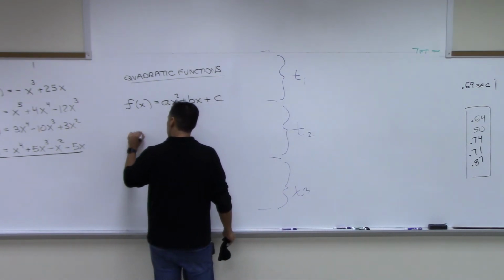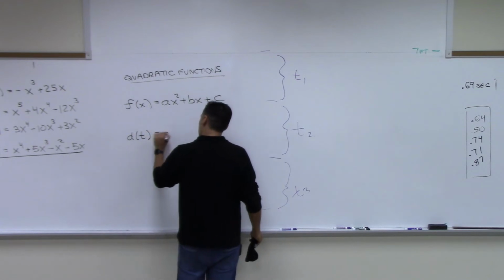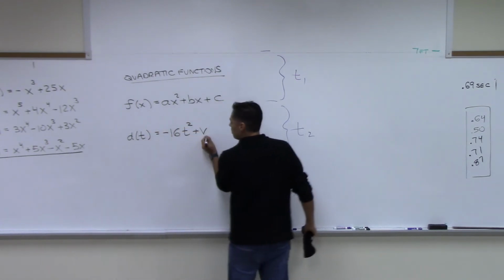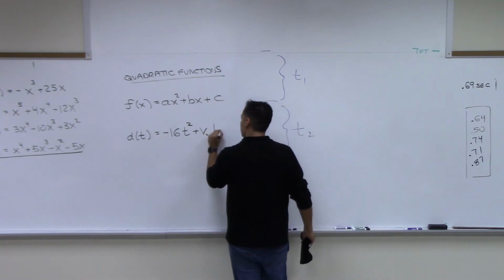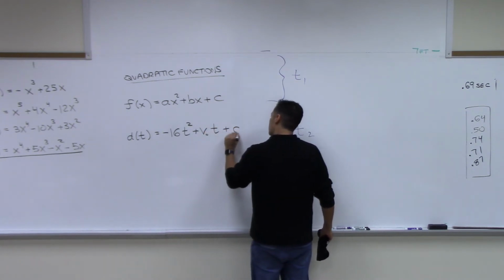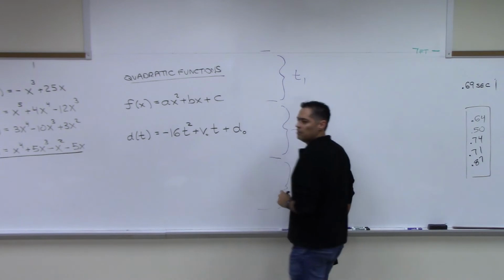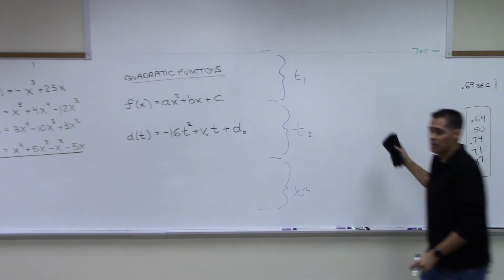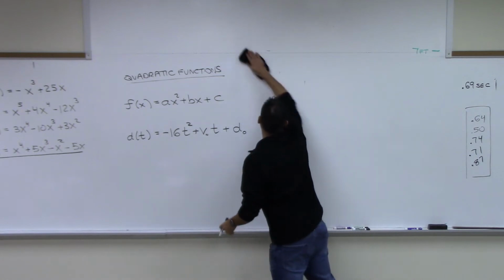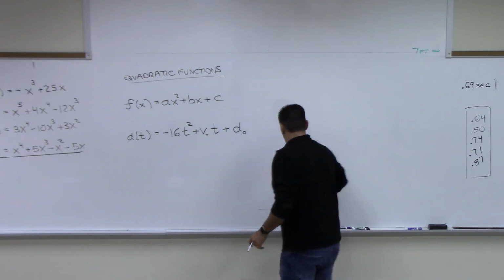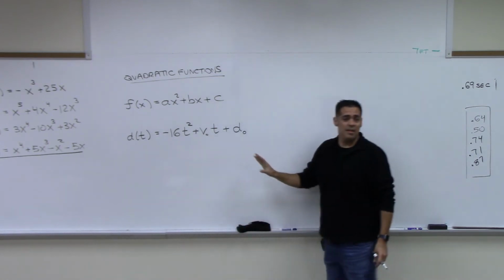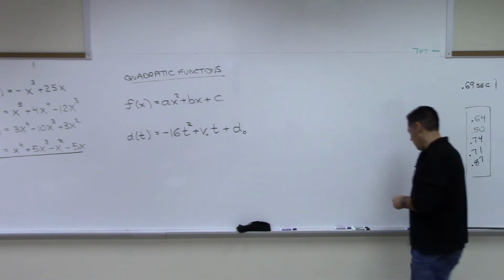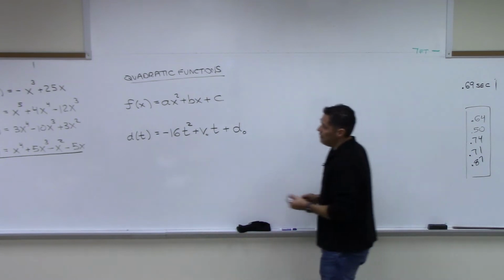d of t equals -16 t squared plus v sub 0 t plus d sub 0. All right, you look at that initially and you're like, that looks horrific. But all this is a quadratic function. That's all this is. So let's just see that it's a quadratic function.